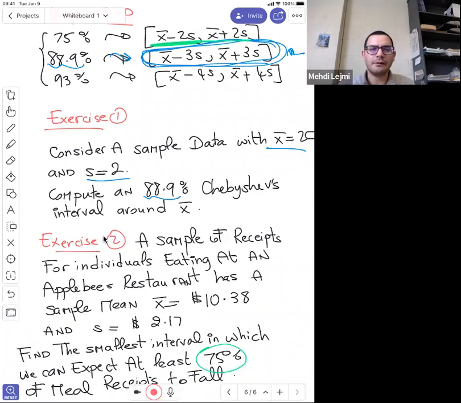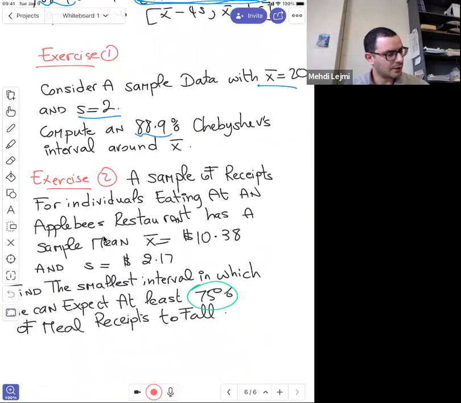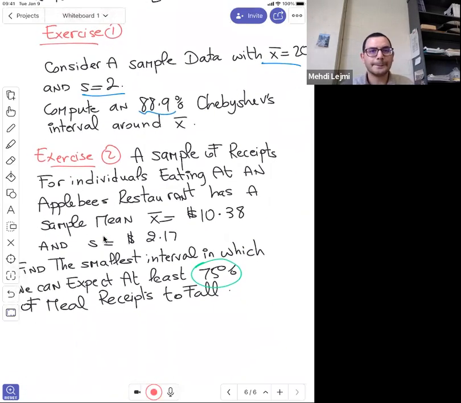Right, so for number 2, I got Yanin's answer. Does anyone else have an answer for number 2? As I said, it's straightforward. You see the percentage, right? Then for each percentage, we have a corresponding interval around the mean.